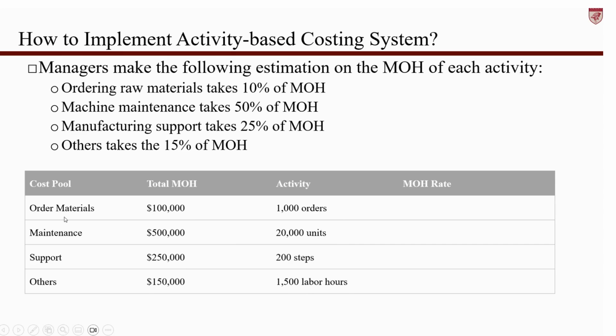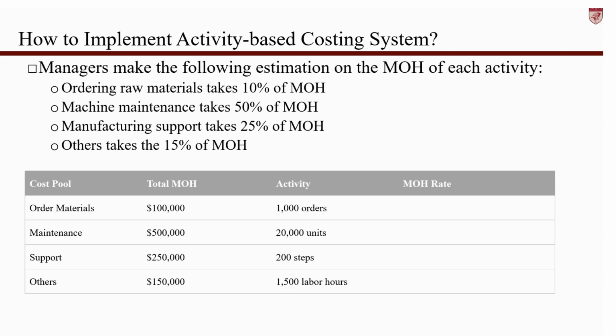So for example, in order to identify and allocate the cost of ordering materials to different types of cost objects, they're going to depend on the number of orders, right? And for allocating the cost of maintaining machines, they're going to base it on how many units are produced. Okay.